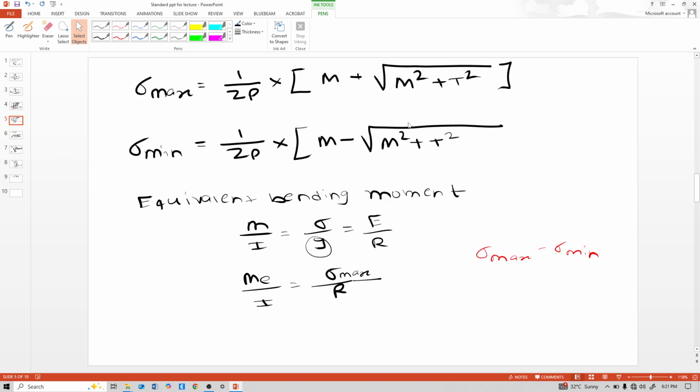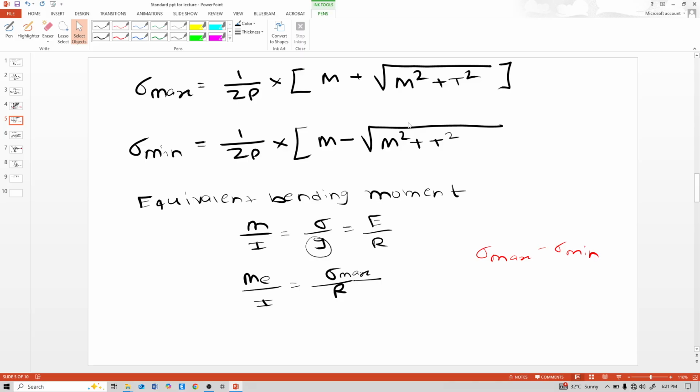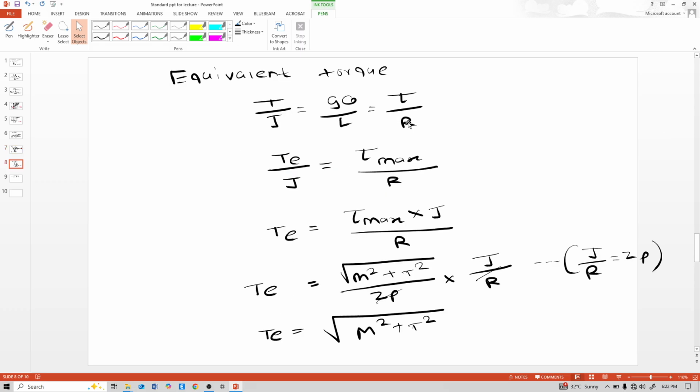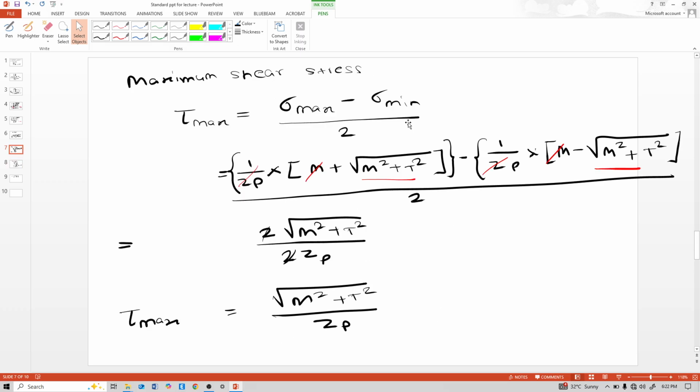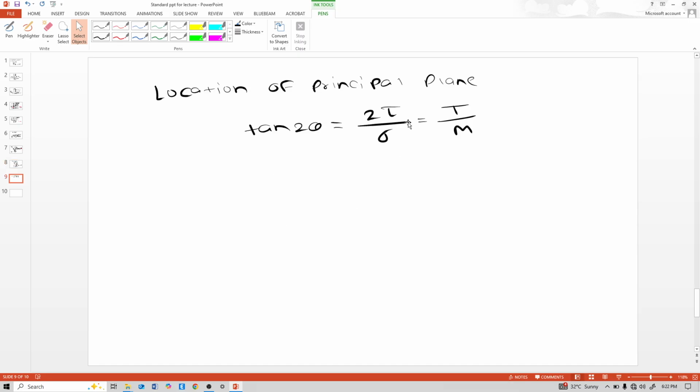Maximum stress is 1 by Zp into M plus under root of M square plus T square, and minimum stress is 1 by Zp into M minus under root of M square plus T square. Equivalent bending moment is 1 by 2 into M plus under root of M square plus T square. Equivalent shear stress is under root of M square plus T square divided by Zp. Equivalent torque is under root of M square plus T square. And the location of the principal plane is tan 2 theta equal to torsional moment divided by bending moment.